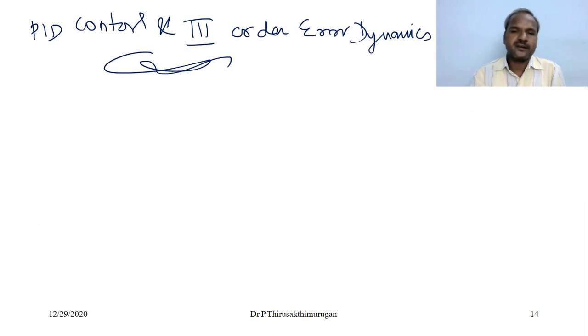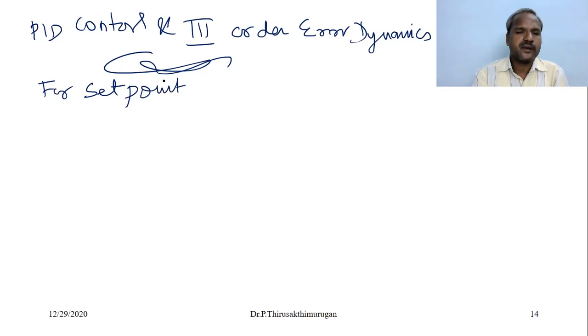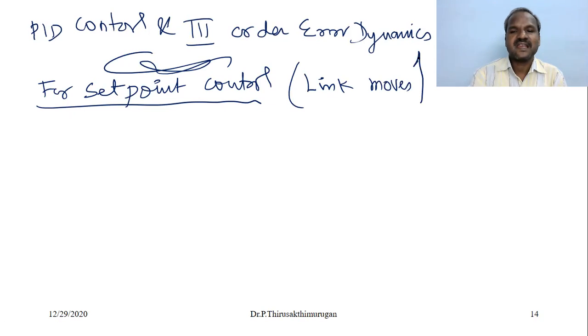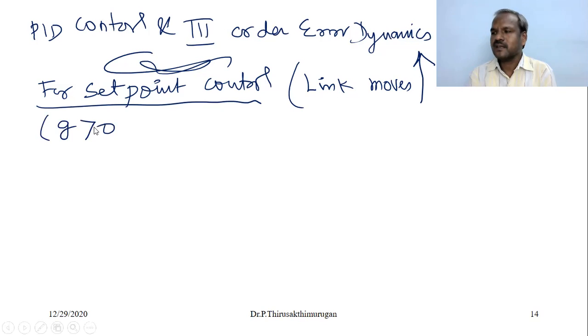So now consider set point control where the link moves in a vertical plane. Our objective is set point control, where the link moves vertically. When it moves vertically, g should be introduced. g is greater than 0 when it moves in a vertical plane.